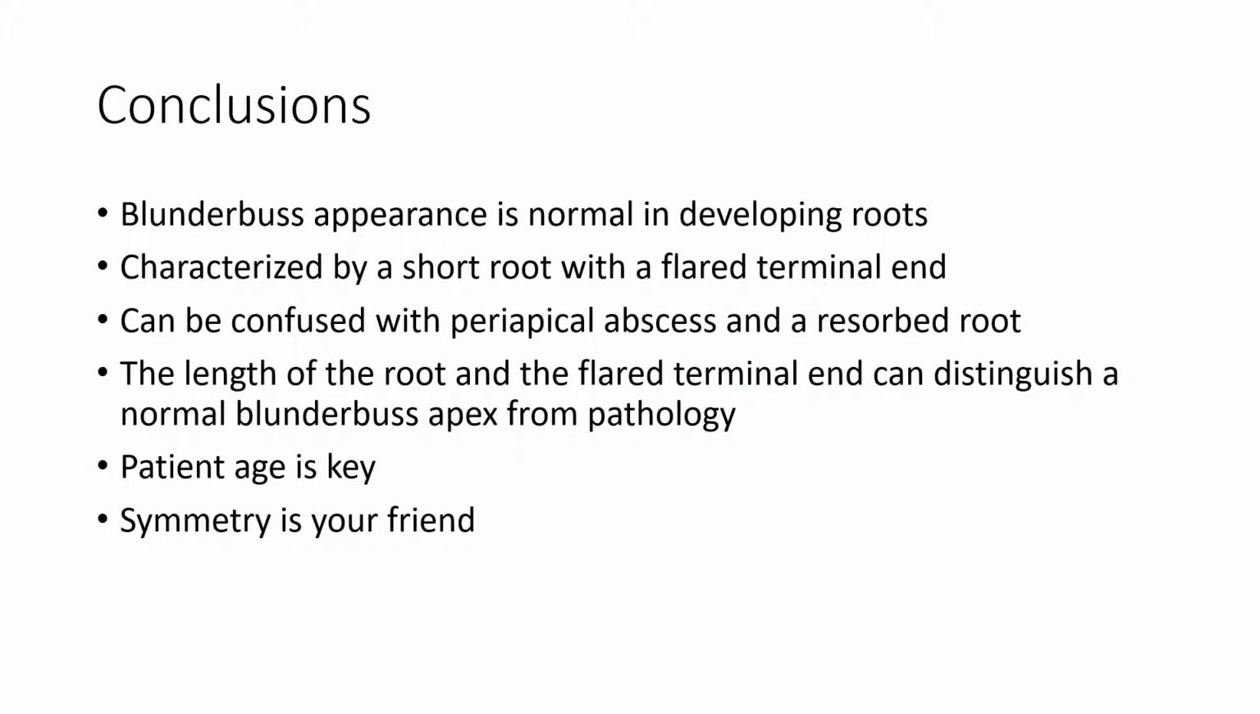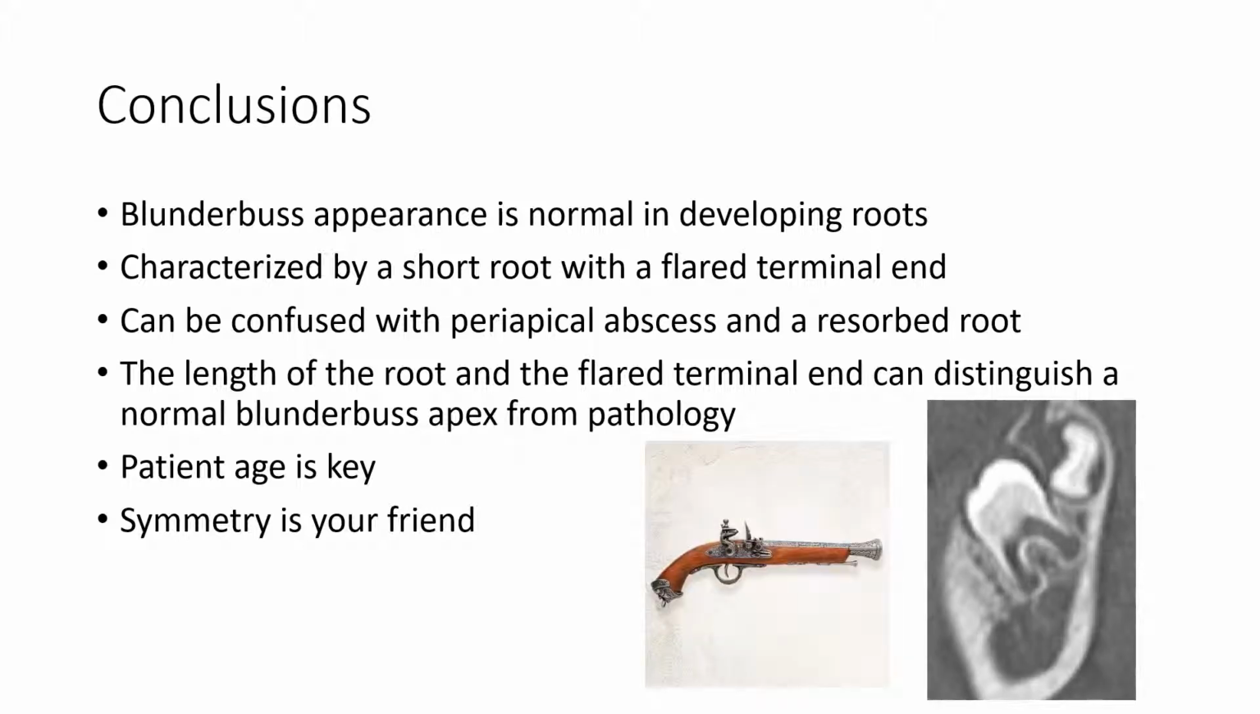In conclusion, the blunderbuss appearance is normal in developing roots. It's characterized by a short root with a flared terminal end. It can be confused with a periapical abscess and a resorbed root. And the length of the root and the flared terminal end can distinguish a normal blunderbuss apex from pathology. And remember that patient age is key and that symmetry is your friend. Here is a blunderbuss and here is a blunderbuss apex, just to drill it into your visual memory.